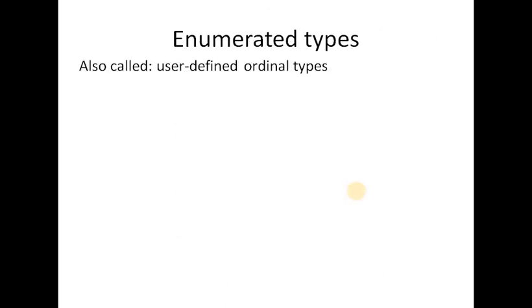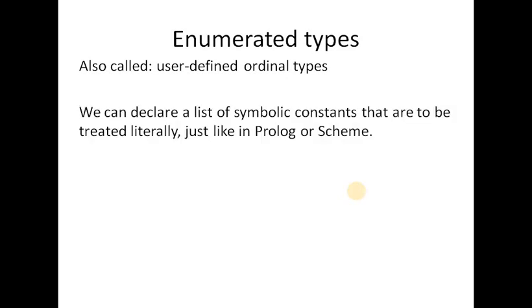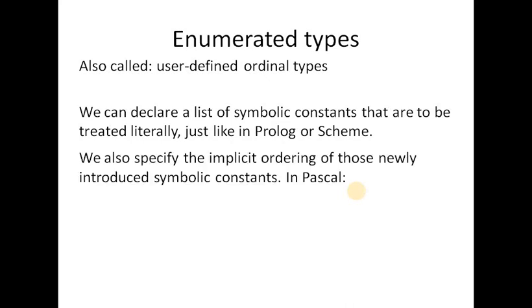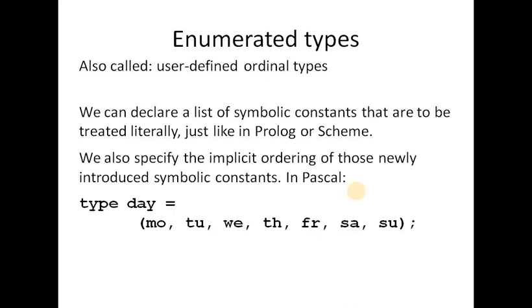What is an enumerated data type? An enumerated data type is also a user-defined ordinal type. We can declare a list of symbolic constants that are to be treated literally, just like in Prolog or Scheme. We also specify the implicit ordering of those newly introduced symbolic constants, as in Pascal. So we define it like type day: the day can be Monday, Tuesday, Wednesday, Thursday, Friday, Saturday or Sunday. So we can use it like this.